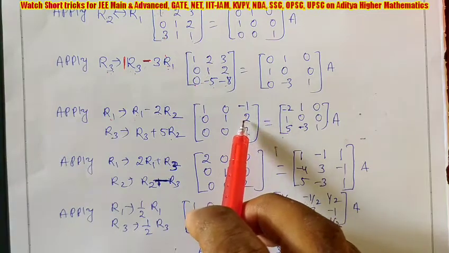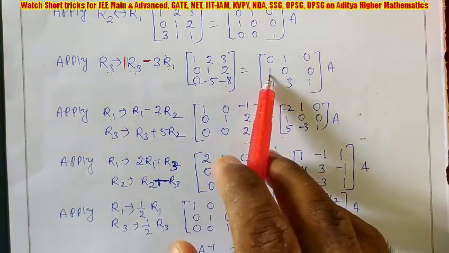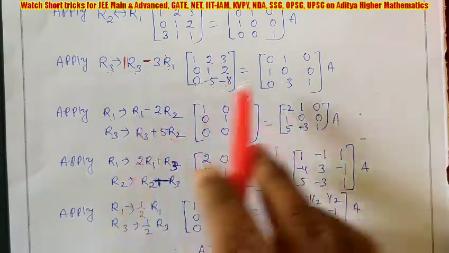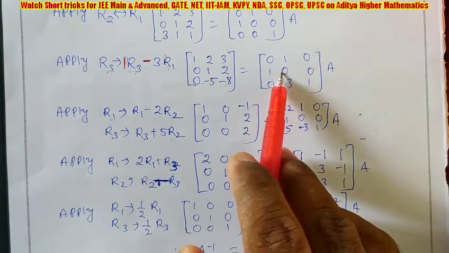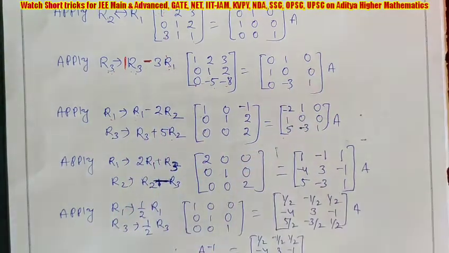Use its corresponding R2 element. R1 is 0 and R2 is 1, so when you multiply 2, 0 minus 2 is minus 2. Then compute this element: 1 minus 2 multiplied by 0, 1 minus 0 is 1. Then 0 minus 0 is 0. So we got R1.